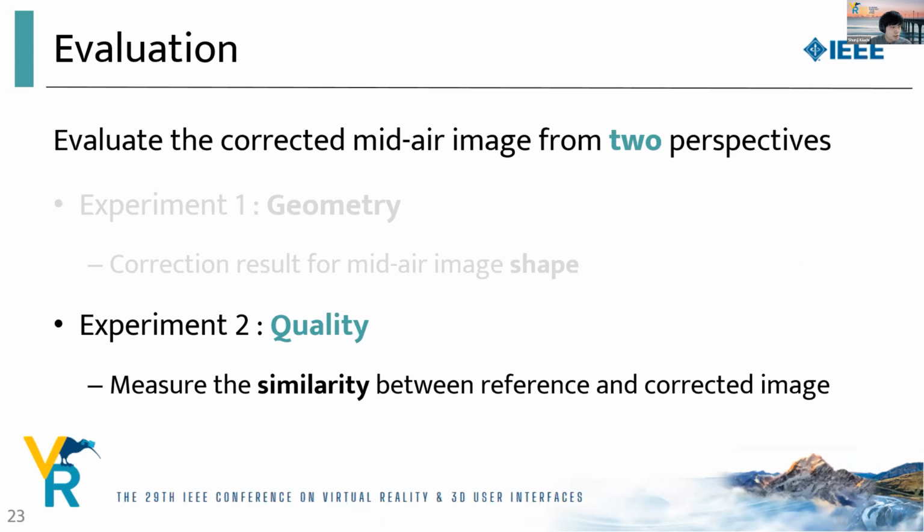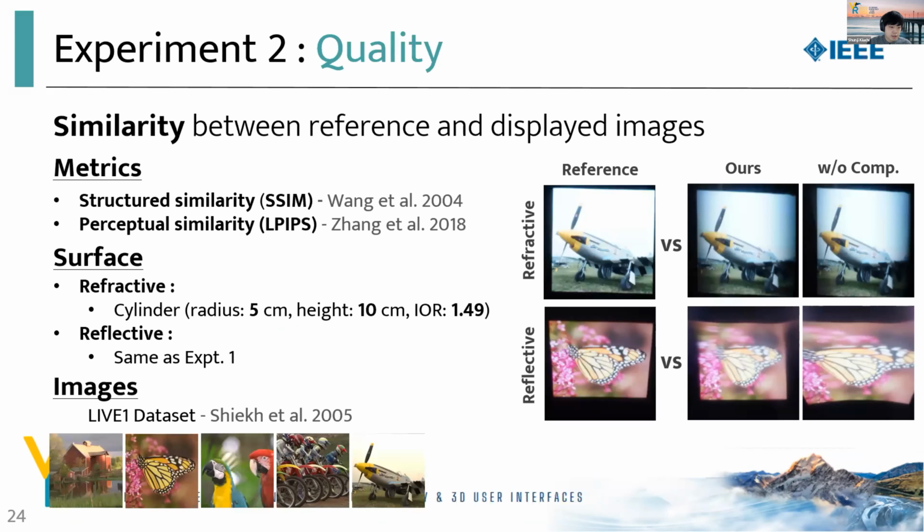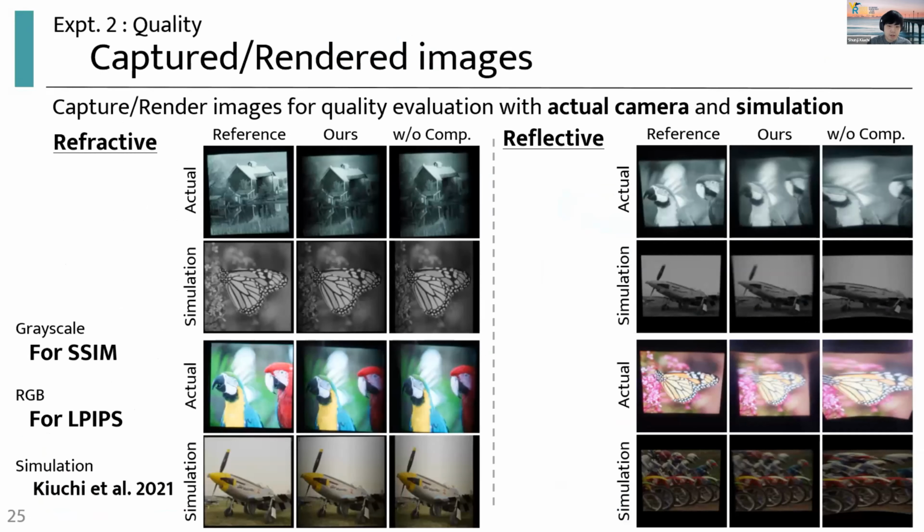Next, the experiment on image quality. We measured the similarity between reference condition and 2 comparison conditions. We used the cylinder for refractive surface and the same mirror as used in geometry experiment for reflective surface. 2 image quality metrics, SSIM and LPIPS, were used to calculate the similarity. We captured and rendered images with actual camera and simulation. Here is displayed images with each condition.